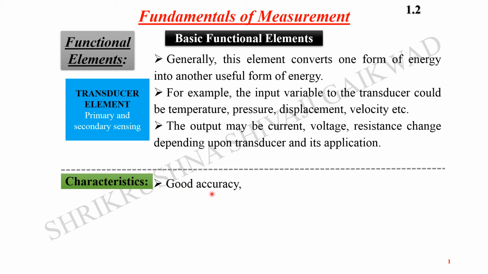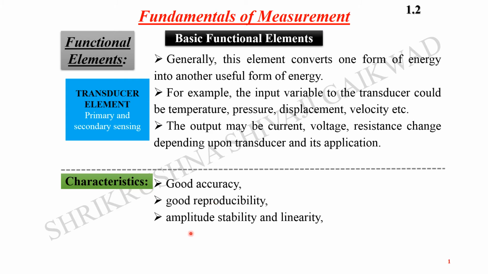Now, what are the characteristics that a transducer element should possess for a particular application? It should have good accuracy. Now we'll see in detail what is meant by accuracy and the related terminologies. But it should have good accuracy, then good reproducibility. Its successive readings should not change. The reproducibility means we should reproduce the data in a good manner.